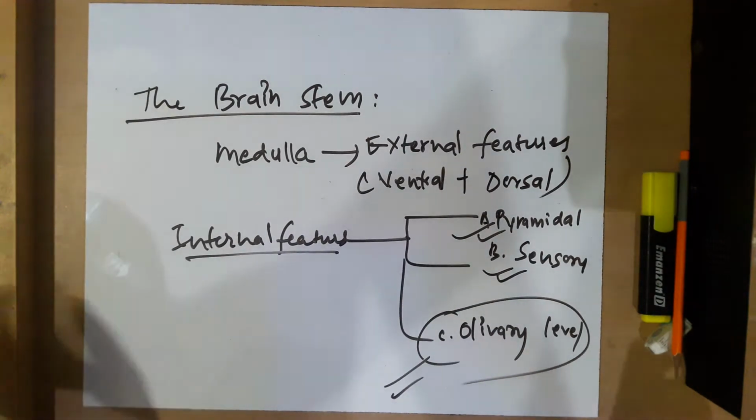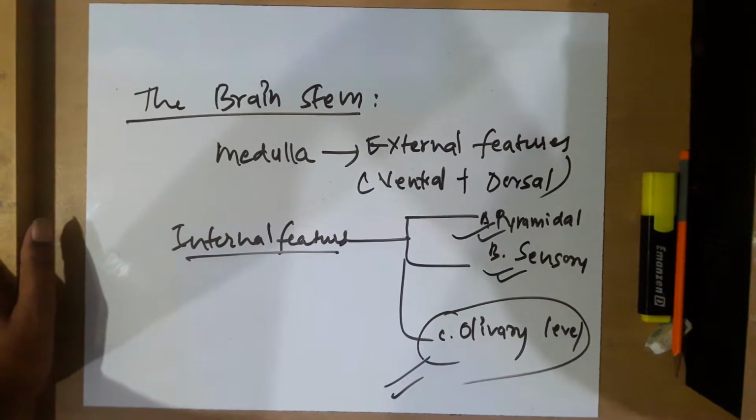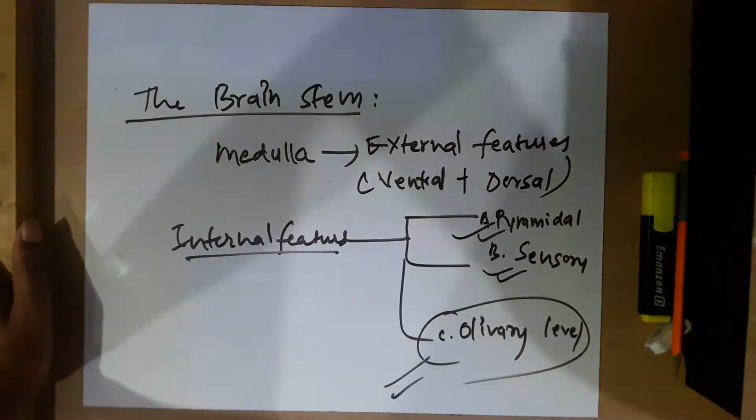We will first discuss the grey matter and the white matter at this level, and then we will draw a figure representing or locating all those features.